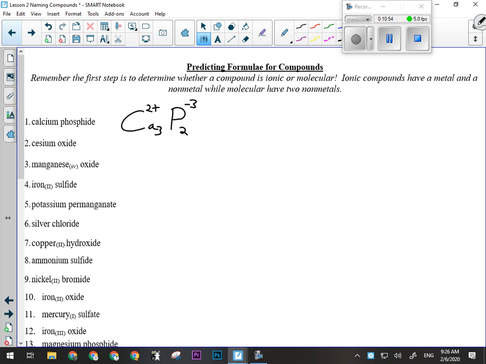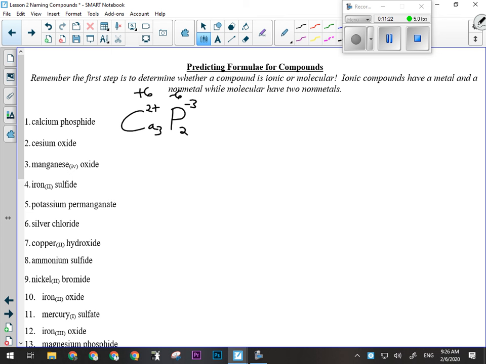When we do the drop and swap, what that allows us to do is make sure that all the positives and all the negatives add up. If you look at this now, I've got 3 calciums, each one with a 2+ charge, for a total of 6 positives. I've got 2 phosphorus, each one with a -3 charge, to give me 6 negatives. The drop and swap just makes sure that I get those charges to balance each and every time.